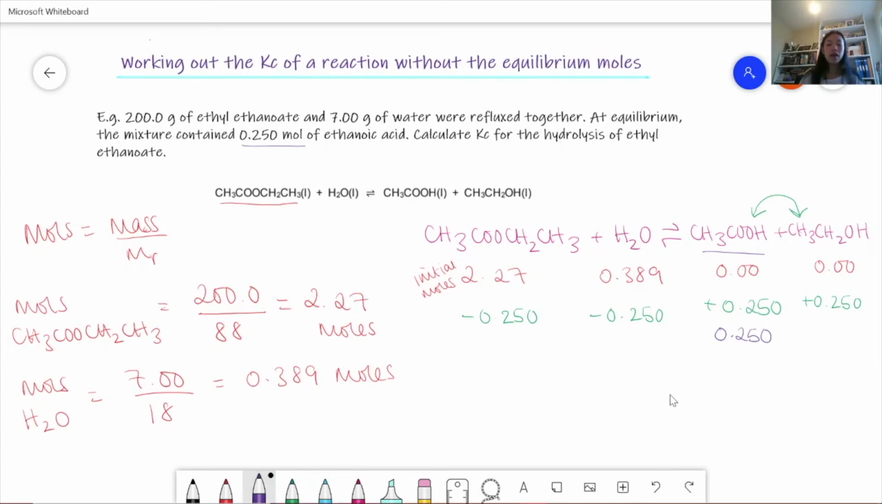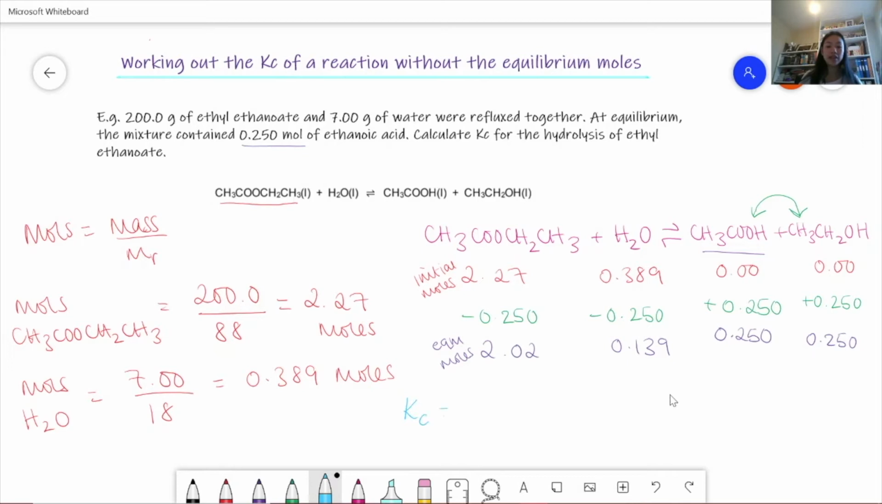And so we have that the equilibrium moles are 2.02, 0.139, and 0.250, and these are the equilibrium moles. So then we can use these to now find Kc. Because Kc is just a ratio, that means that we actually don't need to convert the equilibrium moles into concentrations, because if we do that, we'll actually get the same thing. So we can just work out Kc just using the moles.